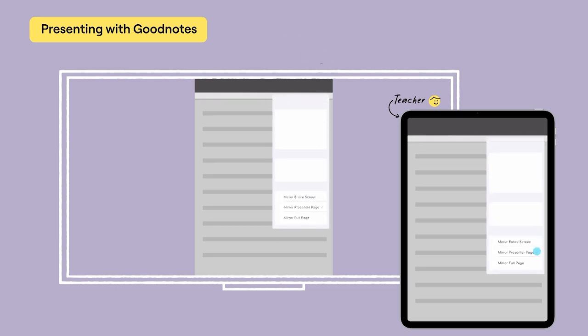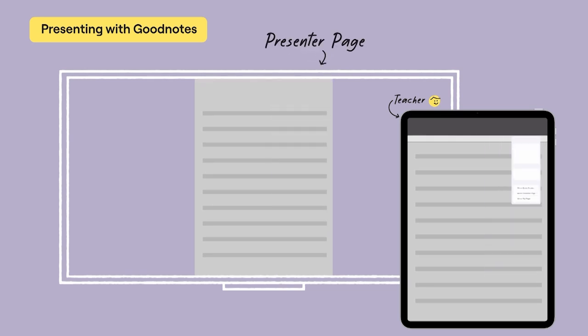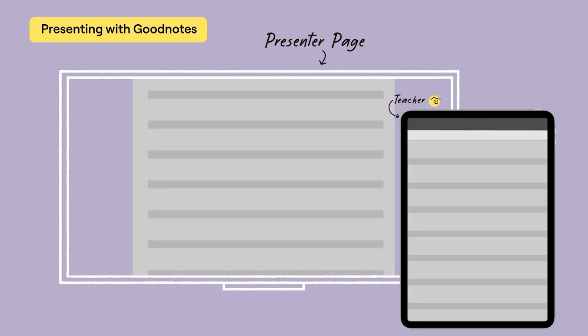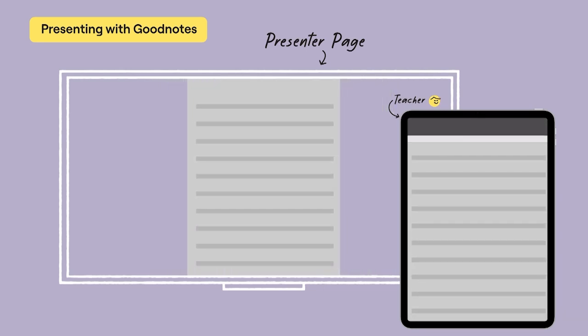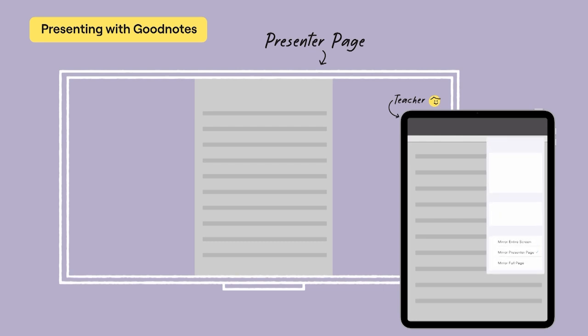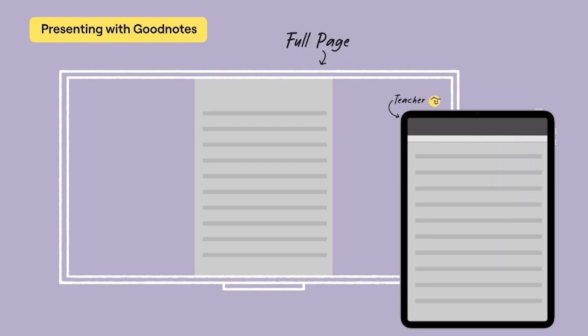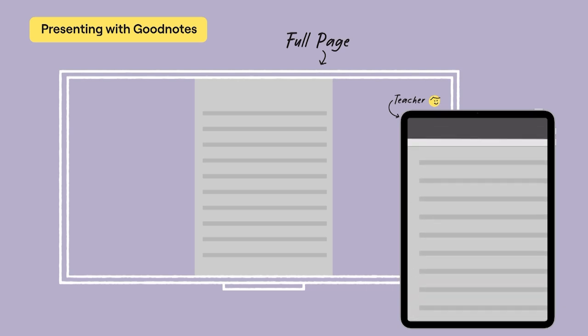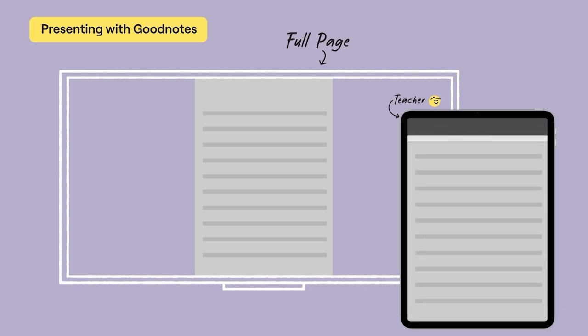The presenter page, to only show the GoodNotes Classroom document you have open, without any user interface elements such as the toolbar. Or the full page, which shows the full page of your lesson document at all times, which means you can zoom on your own device without mirroring the zoom on your presentation screen.